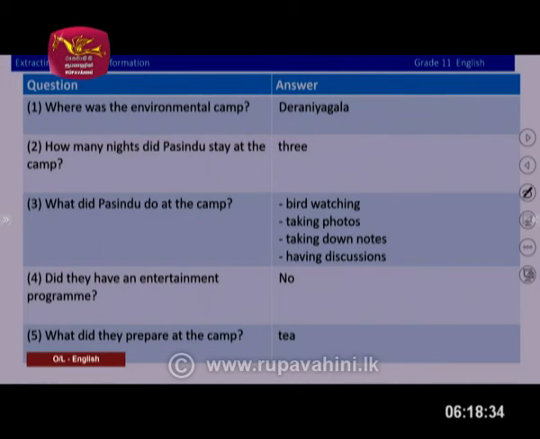So what did he do? Bird watching, taking photos, taking down notes, having discussions. Right? What did Pasindu do at the camp? Bird watching, taking photos, taking down notes, having discussions.